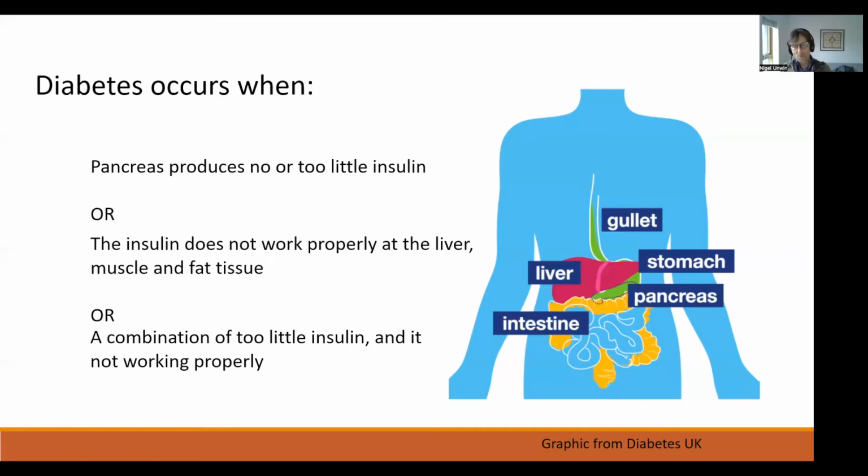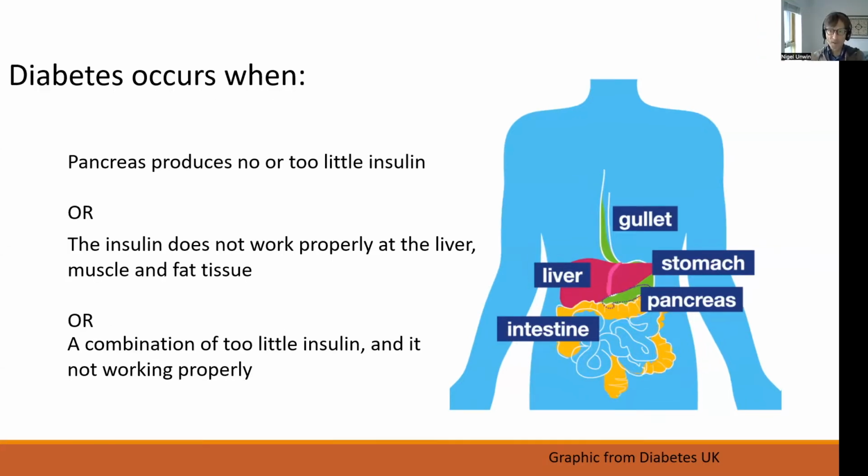Or the insulin does not work properly at the liver, muscle, and fat tissues. So those are the main places that insulin is working. And what insulin is doing is moving glucose from the bloodstream into the tissue. When the insulin gets to those tissues where it's supposed to be effective, and say these are the three main tissues, liver, muscle, and fat, it's not working properly. Or very commonly, a combination of too little insulin and it not working properly. So these factors can lead to diabetes.